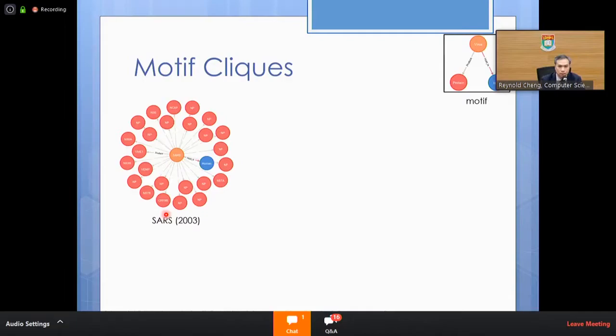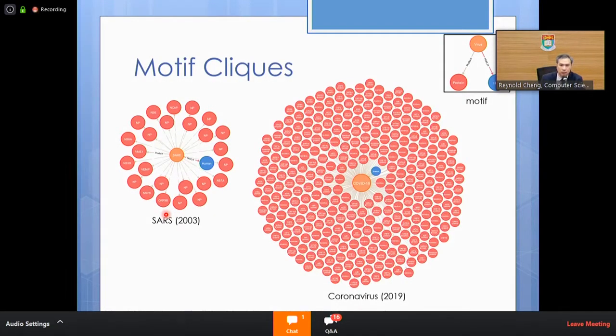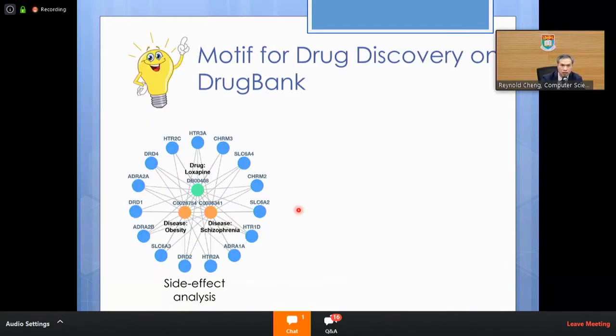So what happens if we use the same motif on a similar graph in the COVID-19 data? We find a very different scenario, in which COVID-19 is connected to the human host with many more protein DNAs. So we still don't know why, and that's why we need to have this forum so that different kinds of experts can participate in this research. Our goal finally is to see whether we can use this kind of motif technique to find drugs that may be useful to tackle COVID-19.